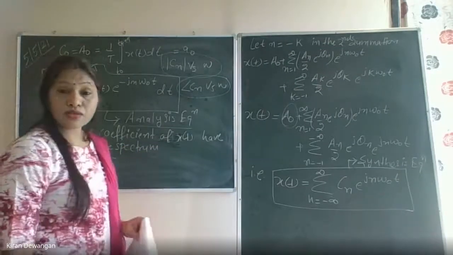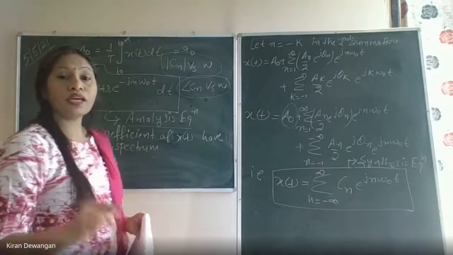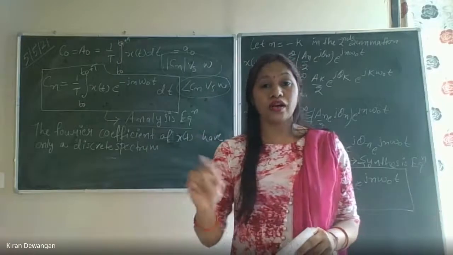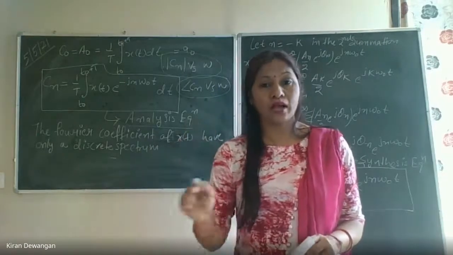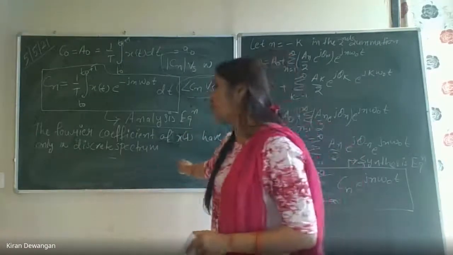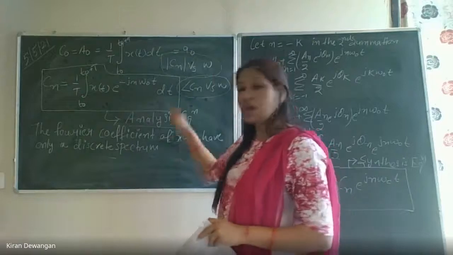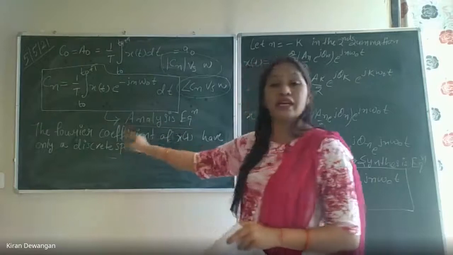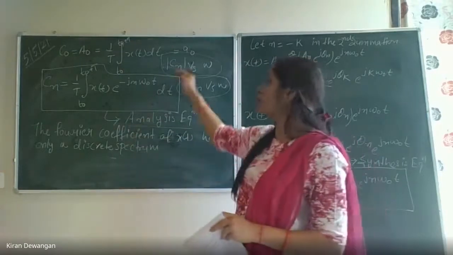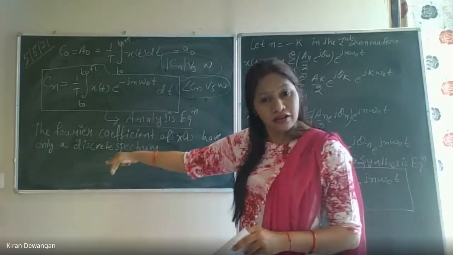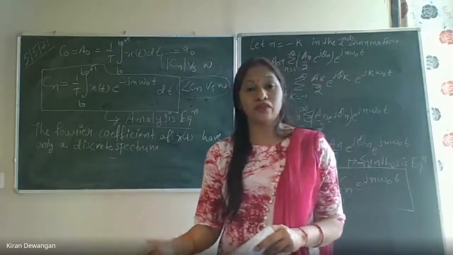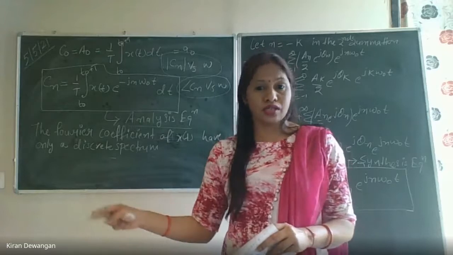Why does it have only a discrete spectrum? Because we have the values only at n. It will exist only at the values of n, like for n equals 1, 2, 3, 4, 5, it will exist at those. So that's the only reason. So the Fourier coefficient of xt will have only a discrete spectrum. Whether it's an amplitude or a phase, in both cases it will be a discrete spectrum. It will never be a continuous kind of plot.